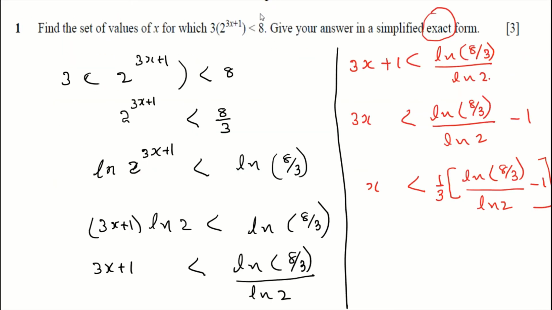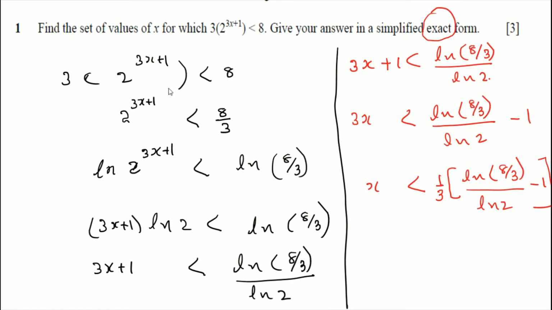Here you got to solve this inequality. The inequality says 3 into 2 to the power (3x plus 1) is less than 8. First of all, I can divide both the sides of this inequality by 3 without changing the inequality because it is a positive number. Then I can say 2 to the power (3x plus 1) is less than 8 over 3.